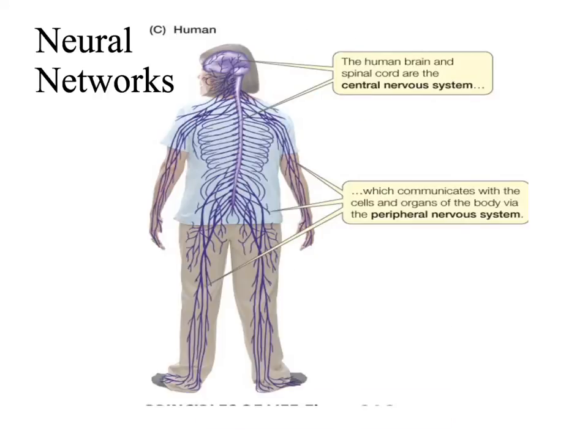And then thirdly, you have the brain. This would be more complex, like a human, where you have the central nervous system, where the brain and the spinal cord are working together. And then you have the peripheral nervous system, which is where everything is communicated with the cells and the organs of the entire body.